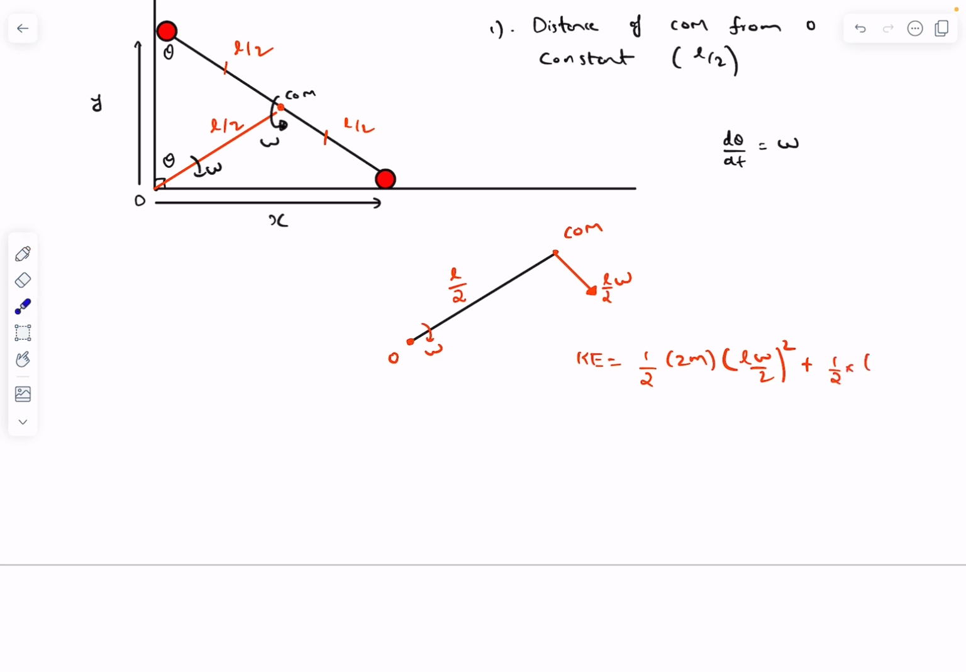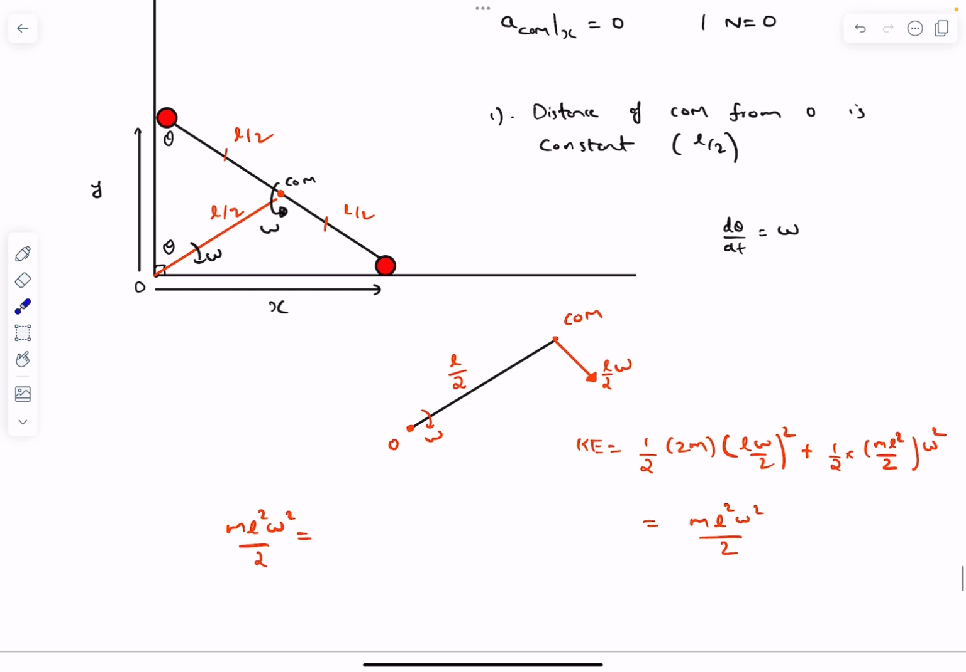So the moment of inertia about the center of mass axis is m(l/2)² plus m(l/2)². So this is just going to be ml²/2. So this will be 1/4 plus 1/4. So this comes out to be ml²ω²/2.